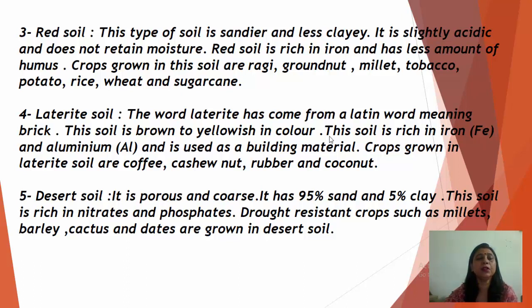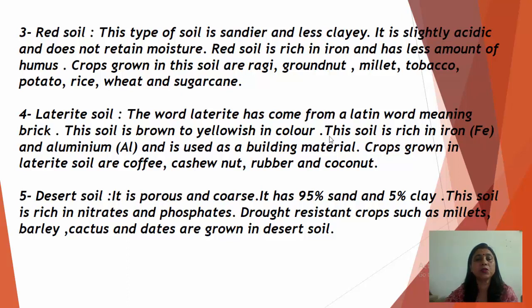Number 5 is the desert soil. It is porous and coarse, means it has pores, because this desert soil is sandy soil and the sandy soil have large particle size. It is gritty in texture. It has 95% sand and 5% clay. This soil is rich in nitrates and phosphates. Drought-resistant crops such as millets, barley, cactus and dates are grown in desert soil.